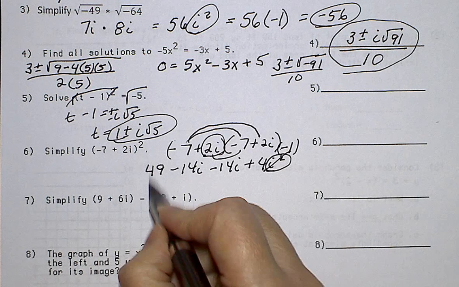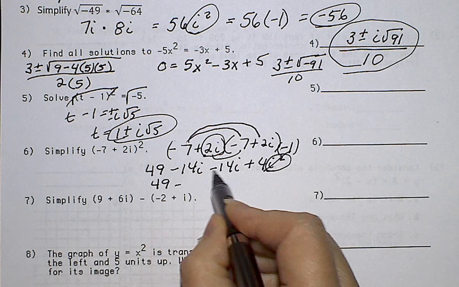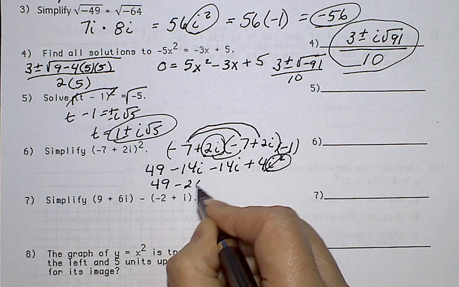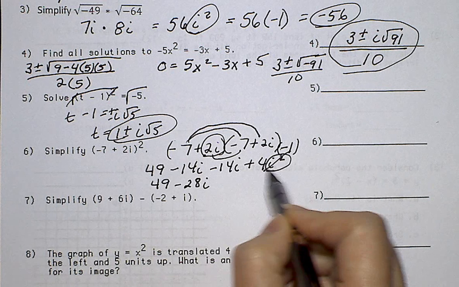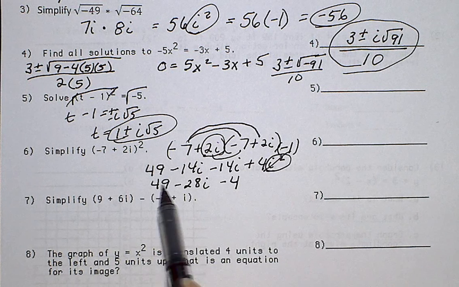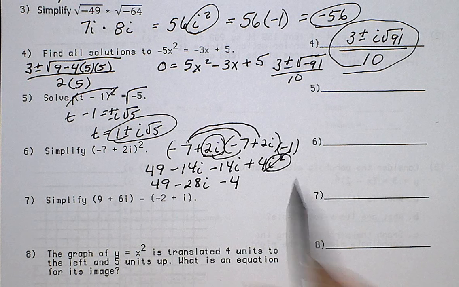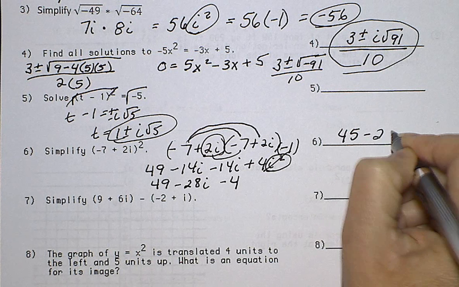I'll clean it up. I have 49 minus 14i, and another 14i is 28i. And then 4 times your negative 1, which is negative 4. So the last step is just combining the 49 and the 4. So we have 45 minus 28i.